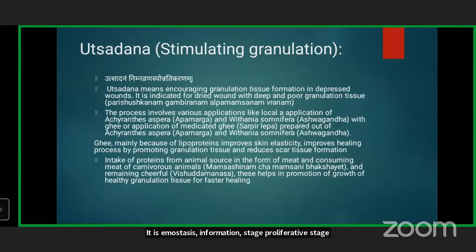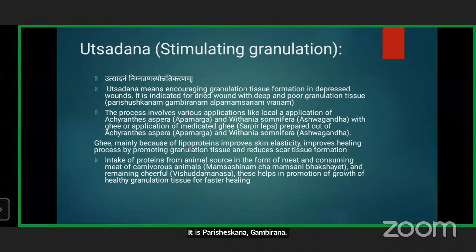Coming to the Utsadana, it is nothing but stimulating the granulation tissue. Utsadana Nimna Ranasya Unnati Karanam. Utsadana means encouraging granulation tissue formation in depressed wounds. It is indicated for dried wounds with deep and poor granulation tissue. It is Parishushkanam Gambiranam Alpamamsanam Rananam Utsadanam.